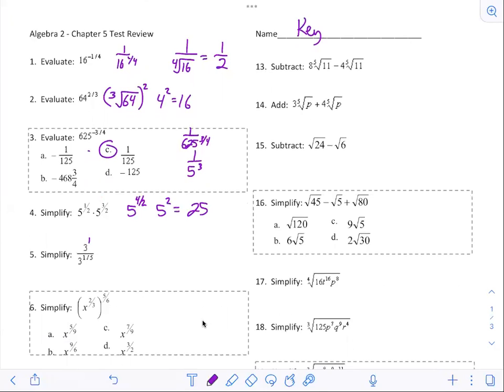And then number 5, we've got 3 to the first power over 3 to the 1/5 power. We're going to subtract our exponents. 1 is the same thing as 5/5, so that's going to become 3 to the 4/5 power. And then our rule here for number 6, we're going to multiply 2/3 times 5/6, which is 10/18, which is going to reduce down to 5/9.